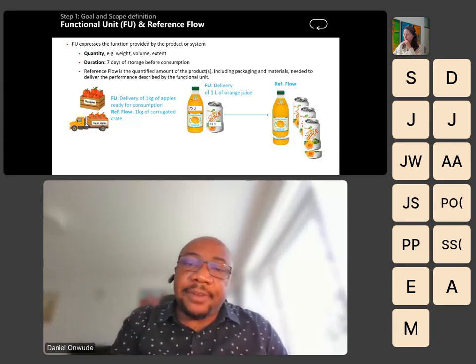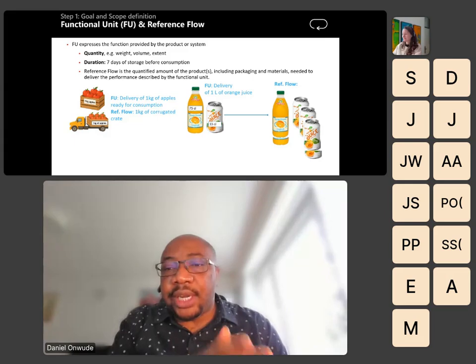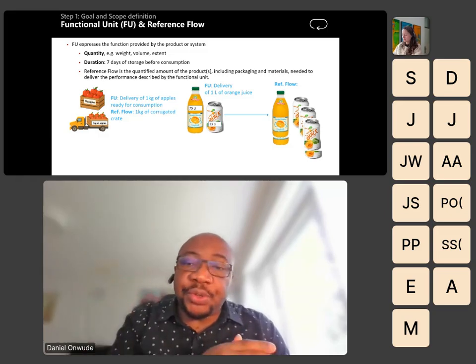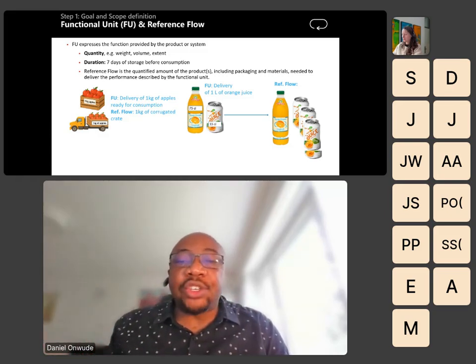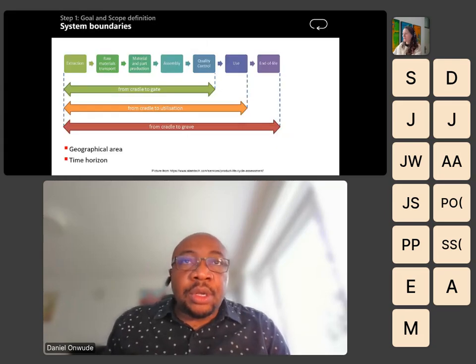So the idea is that by defining both the functional unit and reference flow clearly, we make sure that any comparison, like comparing between fresh produce and processed juice, is fair, transparent, and also consistent. Great.